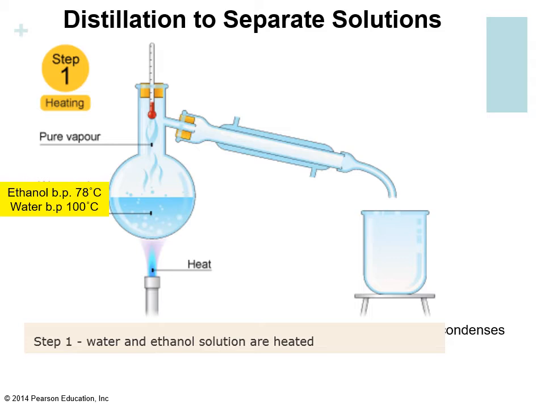Here we're looking at a distillation to separate solutions, and the solution that we're looking at is H2O and ethanol, C2H5OH. We have the mixture down here in the flask. We have a thermometer that is used to record the temperature. As we begin to heat the liquid up, we will see vapor begin to rise as the vapor pressure will increase, and the thermometer will begin to be exposed to the vapor.